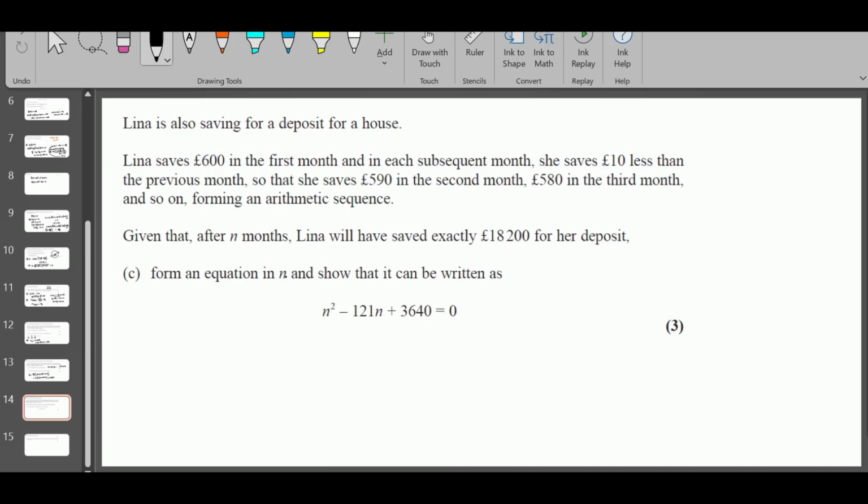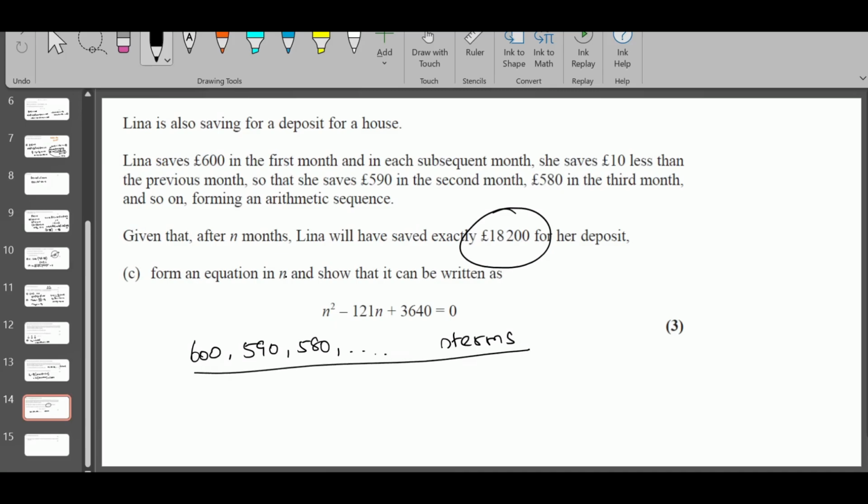Lina is also saving for a deposit for a house. Lina saves 600 in the first month. In the subsequent month, she saves 10 less than the previous month. So 590, 580, etc. It forms an arithmetic sequence. After n months, so after n terms, she will have saved exactly this.